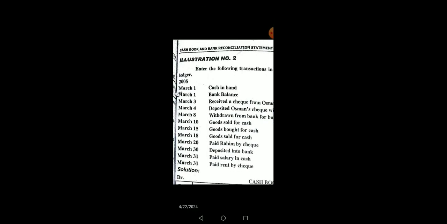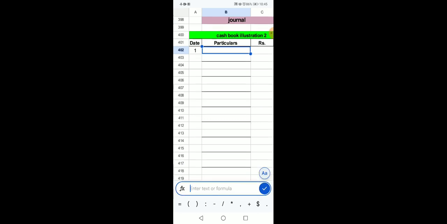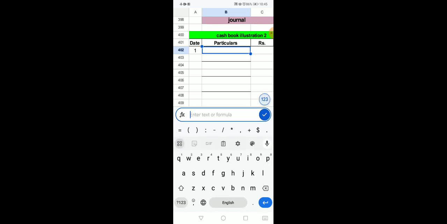Entry number 1 is saying you have cash in hand. Cash in hand means you have just cash. Cash is not going out, cash is not coming in. You are not paying cash to anyone, you are not receiving cash from anyone. It is just cash which is in your hand. Cash in hand means it is favorable for you, that means it's your asset. An asset should be written on the debit side. That is why you will mention cash on the debit side.